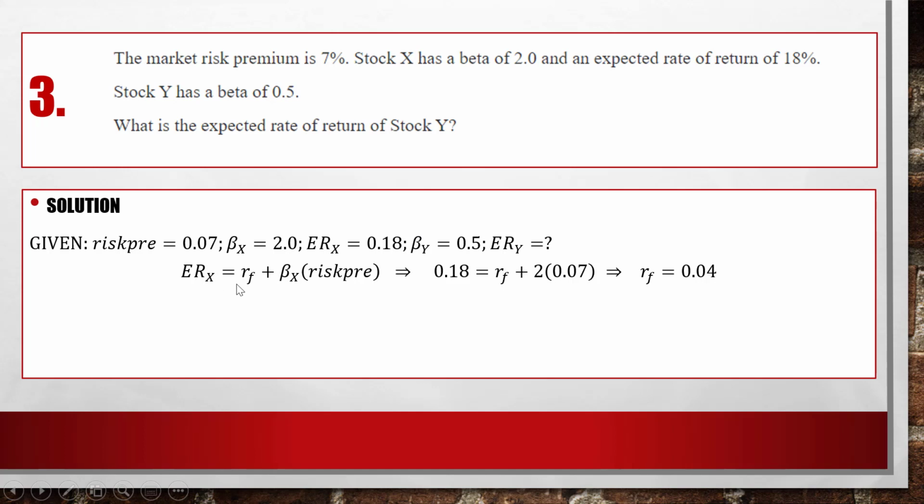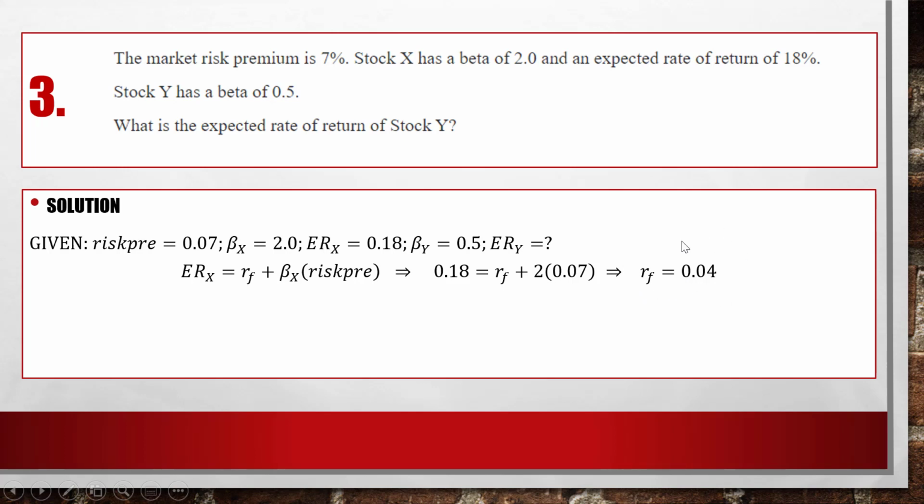Here, RX is equal to Rf plus beta X times risk premium. ERX is given as 0.18. Rf is not given. Beta of X is 2, risk premium is 0.07, leading to the risk-free rate of 0.04.